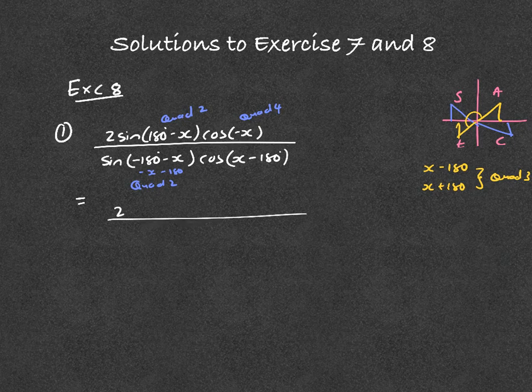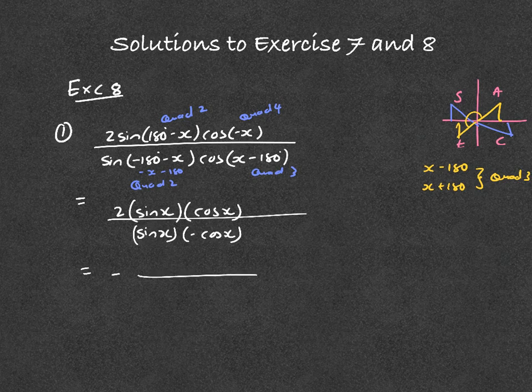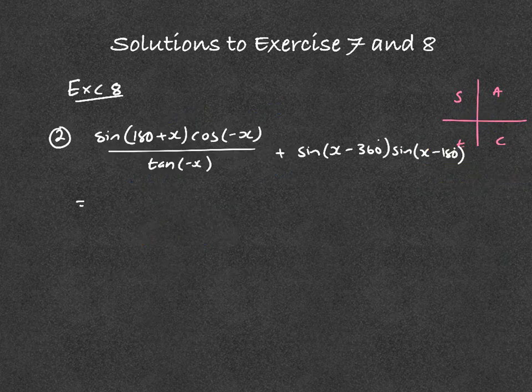So let's go for it. So we've got 2, sine (180 minus x) is just sine x. Quadrant 4, cos is positive there, so it's cos x. Then we've got sine x, because that's in quadrant 2, sine's positive there. And cos (x minus 180) is in quadrant 3, and cos is negative there. Okay, so let's simplify that. So it is going to be negative, because it's a positive divided by negative. Sine x divided by sine x is 1. Cos x divided by cos x is 1. So your answer is going to be minus 2 over 1, which is minus 2.